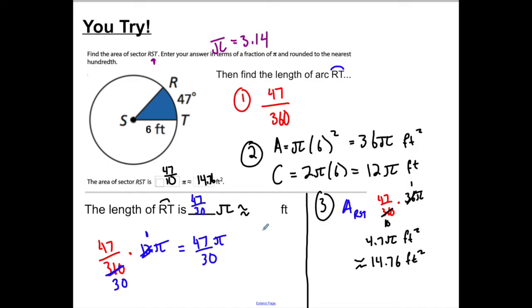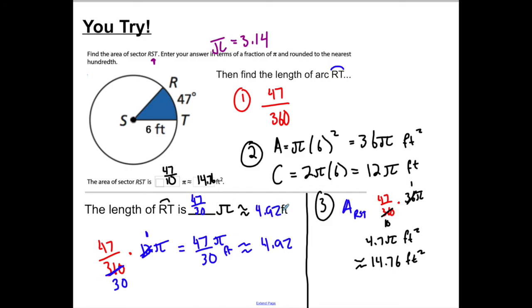And if I want to know that as an approximation, I'll multiply 47 by 3.14, and divide by 30. So this would be feet, and I'd get approximately 4.92 feet.